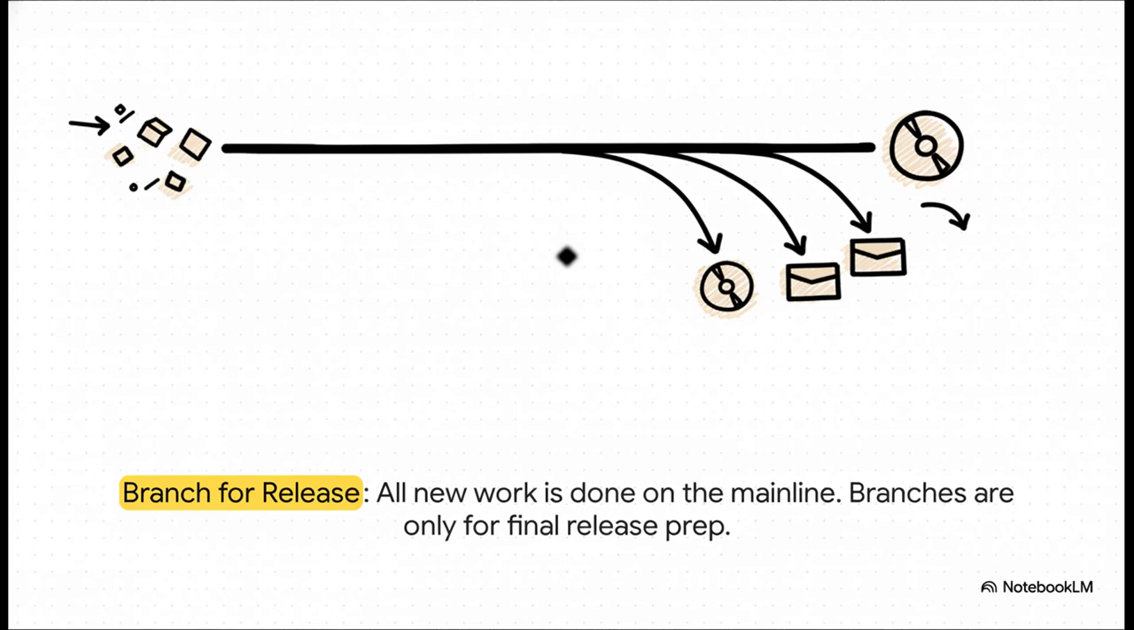Now, here's a sane and really effective way to use branches, the branch for release strategy. In this model, all the new development, all the new features, they still happen right on the main line. But when you're getting ready to cut a new release, you create a branch from the current state of that main line. This new release branch is now a stable, isolated environment. You use it only for final testing, quality assurance, and fixing any last-minute critical bugs. And the best part? The main development team can immediately start working on features for the next release right on the main line without ever having to stop.